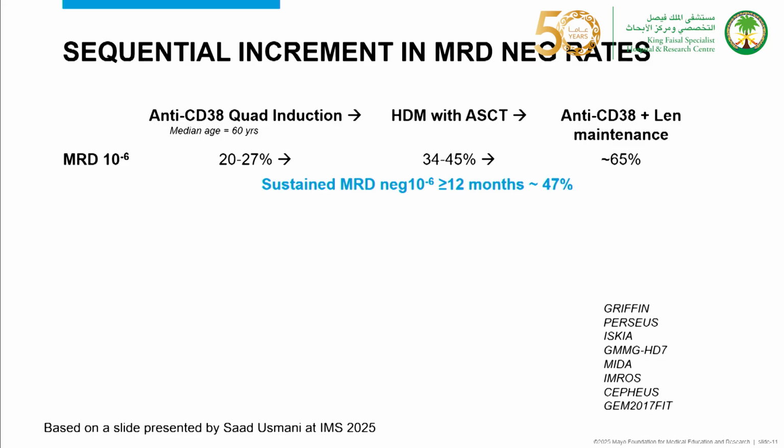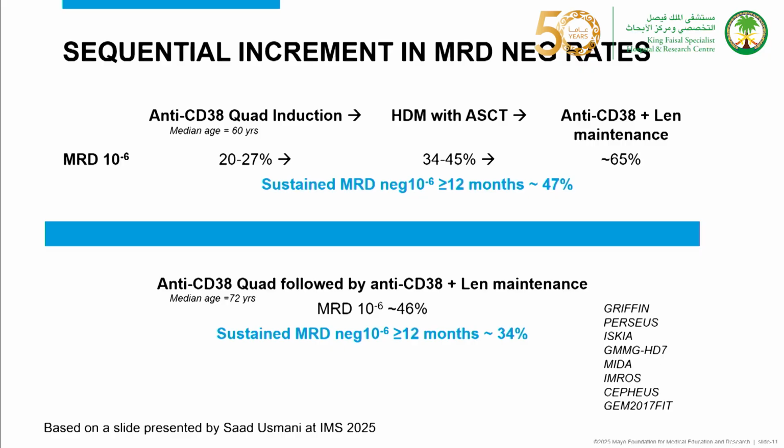With induction alone, 20 to 27% of patients are going to be MRD negative. You add a transplant in there and you're getting 34 to 45%. And then if you put them on maintenance with lenalidomide and daratumumab as per the Perseus trial, you end up with about 65% of patients that are MRD negative. If you look at sustained MRD negativity, though, it's 47%.